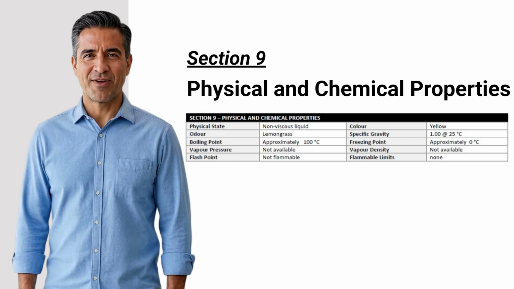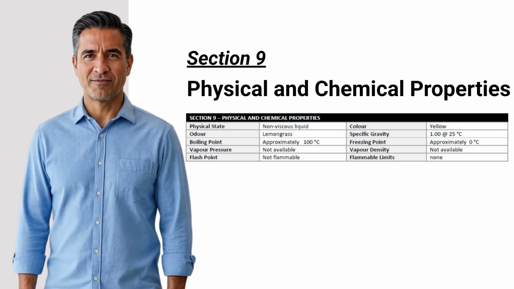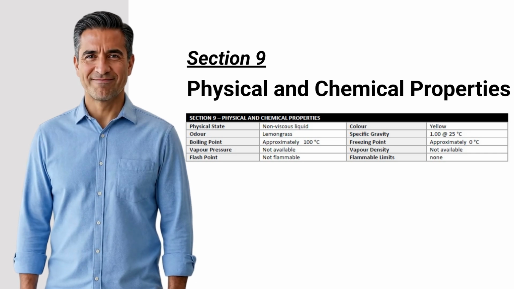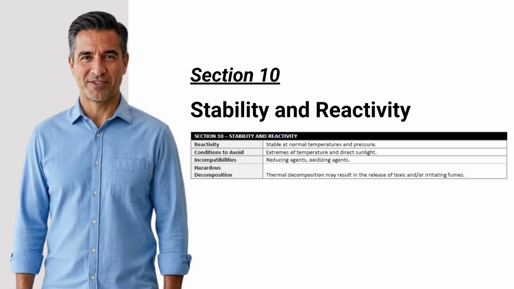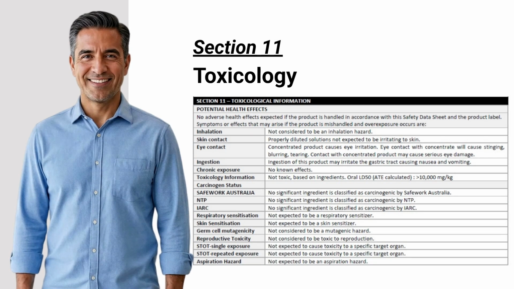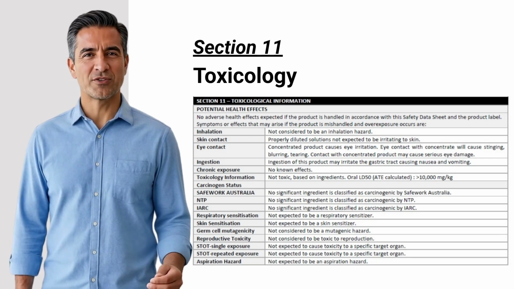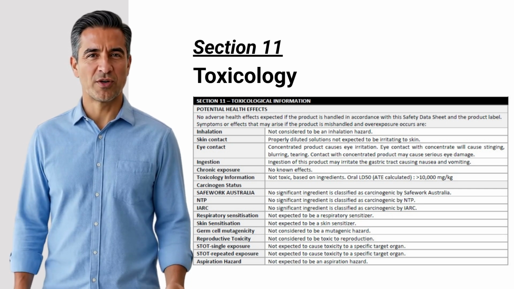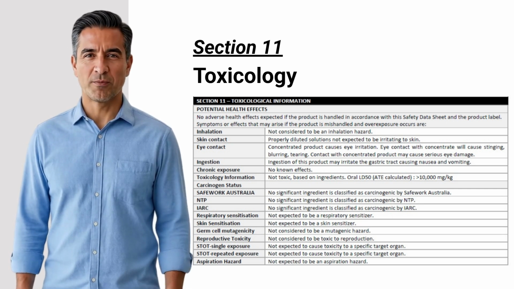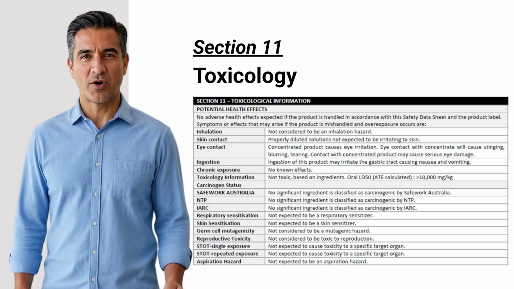Section 9 identifies characteristics such as appearance, odor, pH, flash point, boiling point, and solubility. Section 10 describes the chemical's stability and conditions or materials to avoid such as heat or moisture, to prevent dangerous reactions or decomposition. Section 11 provides more information on exposure hazards and how the material may injure you through both acute, short exposure, or chronic, long-term effects. It may also list target organs.